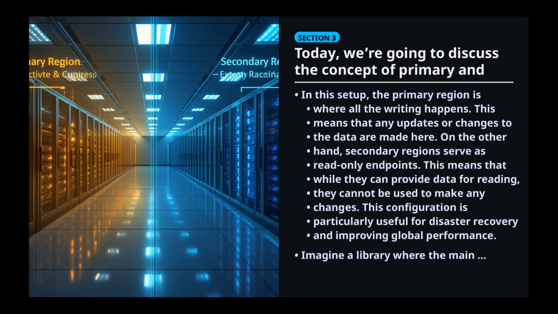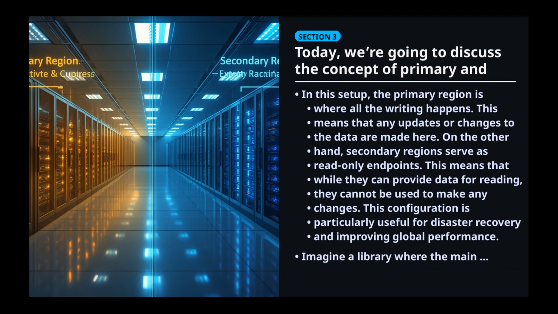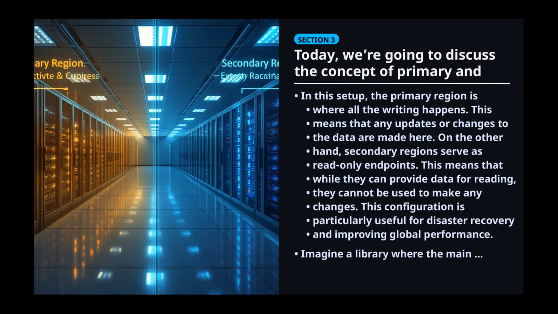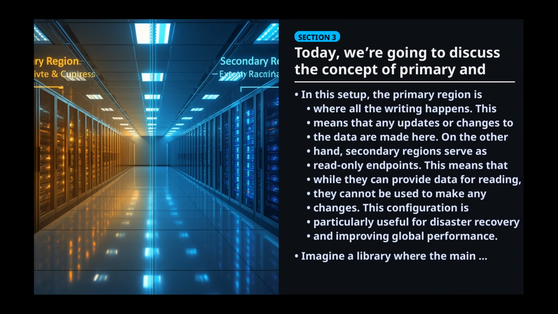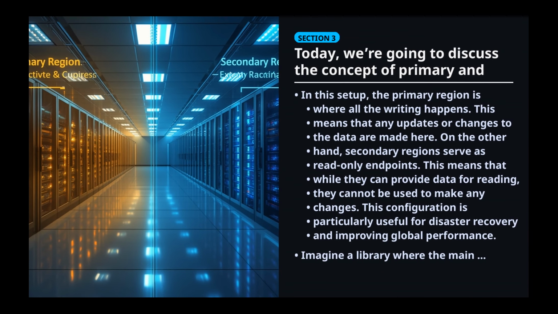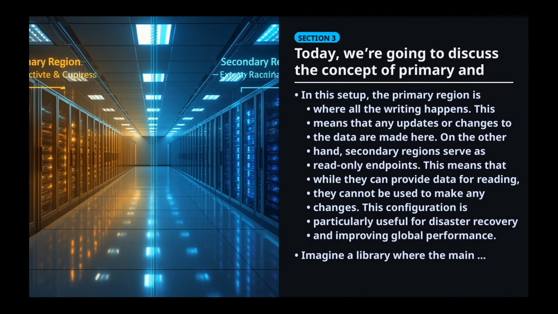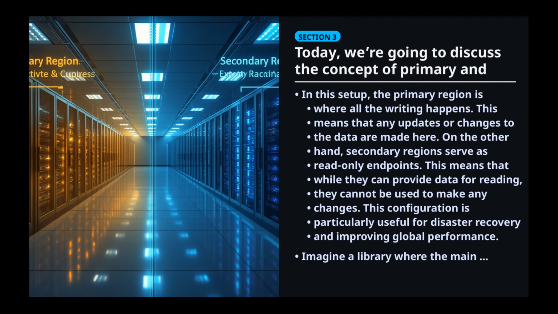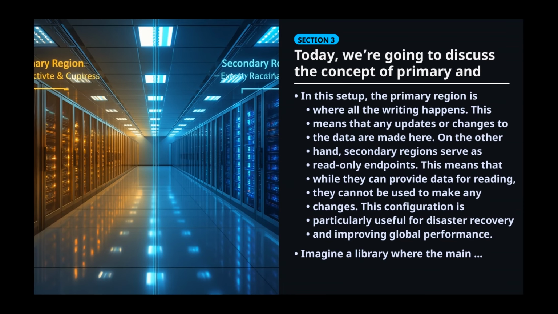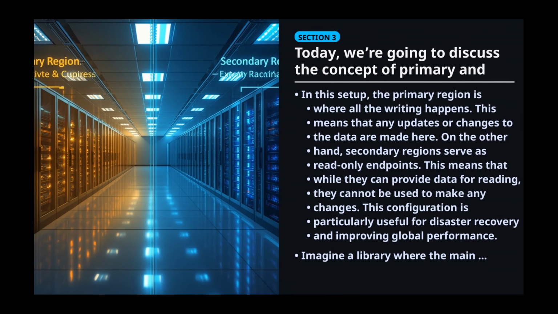Imagine a library where the main branch is where new books are added and updated. The other branches can only lend out books but cannot add new ones. This way, if something happens to the main branch, the other branches can still serve the community. In summary, having a primary region for writing and secondary regions for reading helps ensure that data is both safe and accessible, enhancing performance and reliability.